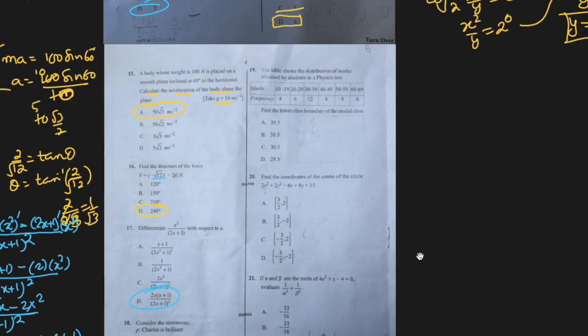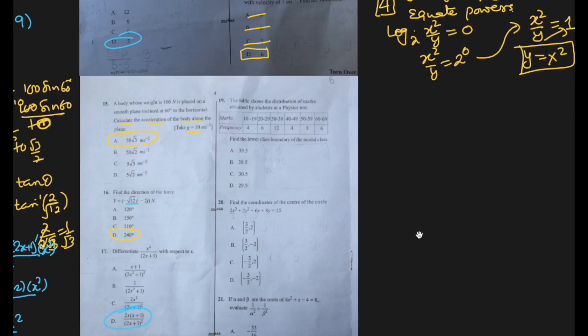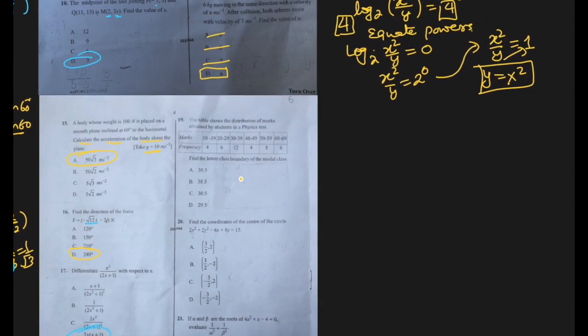Alright, number 19. The table shows the distribution of marks. These are the groups, these are the frequencies. Find the lower class boundary of the modal class. The modal class is the one which has the highest frequency, which is 12. We have a difference of 1 between 29 and 30. Divide that difference of 1 by 2, which is 0.5. So subtract 0.5 from 30, which becomes 29.5. That becomes the lower boundary of the modal class.